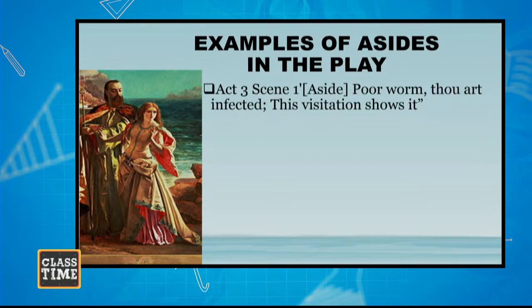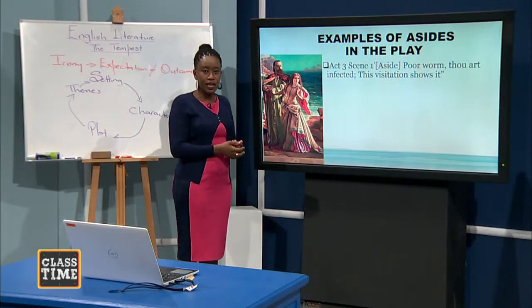Act 3, Scene 1. You can turn your books to Act 3, Scene 1, where Prospero is speaking about Miranda. Miranda is on the stage, but Prospero is speaking to the audience, and he says, "Poor worm, thou art infected. This visitation shows it." Do you remember that? That's where Ferdinand was introduced into the play, right? And Miranda falls head over heels in love with him. Prospero realizes that Miranda has fallen in love with Ferdinand, and he communicates that to the audience.